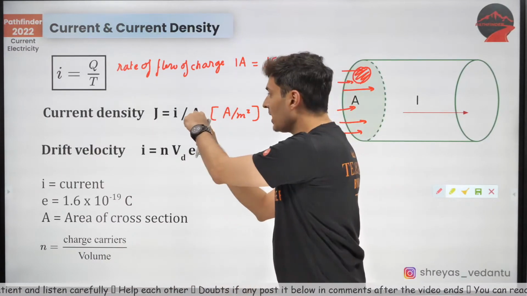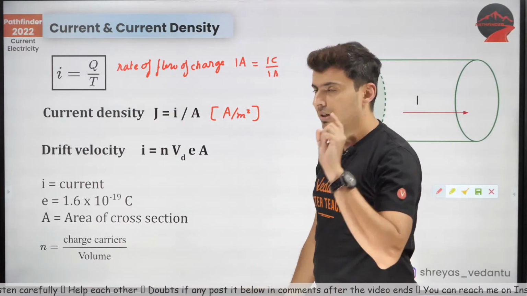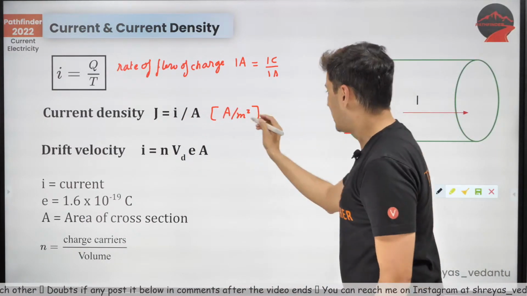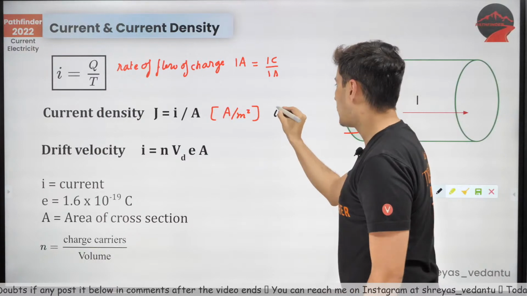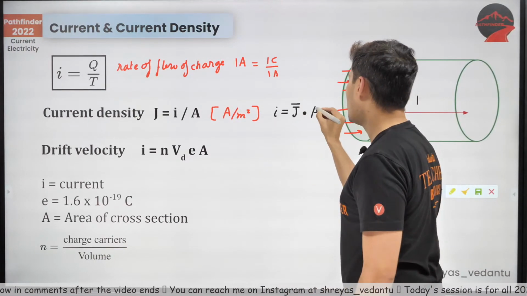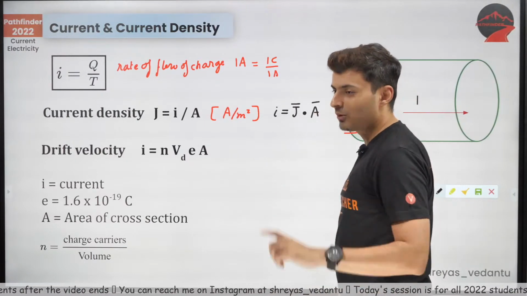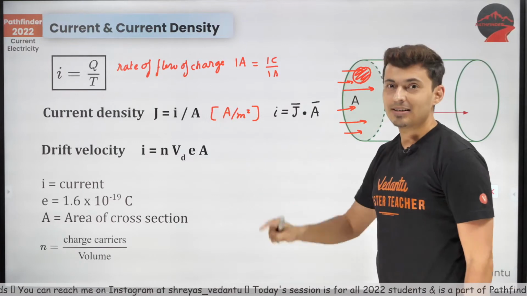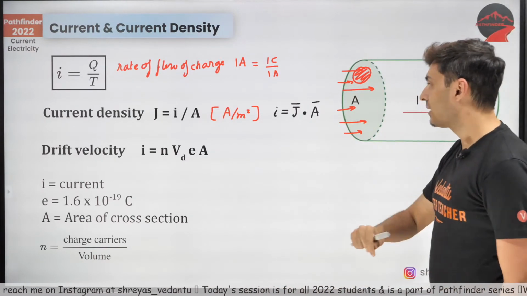By the way, if you take area on the other side, then mind it that this equation will slightly change. I mean, in the proper form, it will look like this. I is equal to J vector dot area vector. How many of you remember this? Let me know in the chat box. Actually, if you take area on the other side, it will become a dot product.